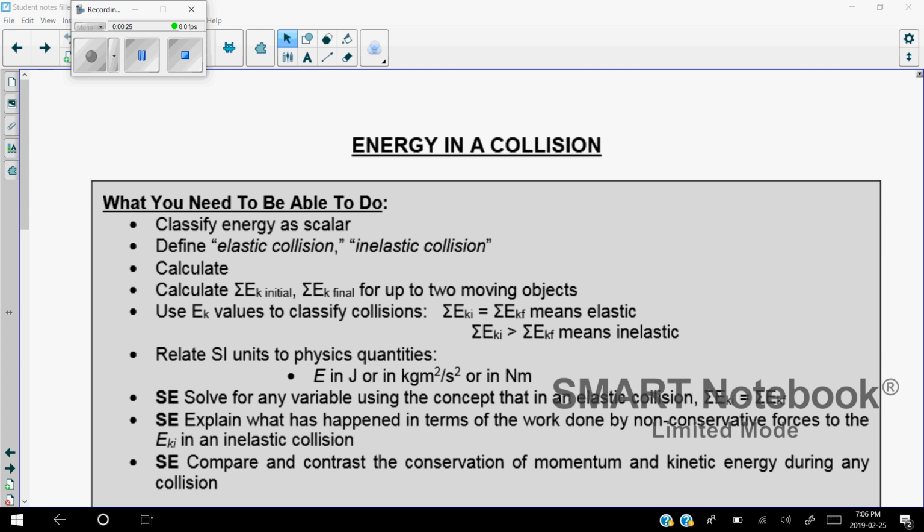You can ignore the Smart Notebook limited mode in the bottom right corner. It's just because I'm doing it at home and I don't have the full version of Smart Notebook like I do at school. So let's just take a look through our objectives here.